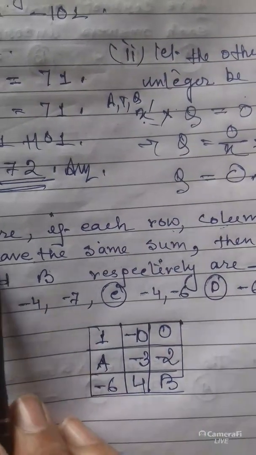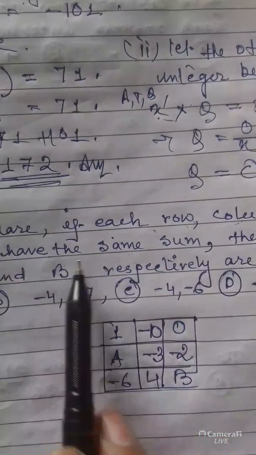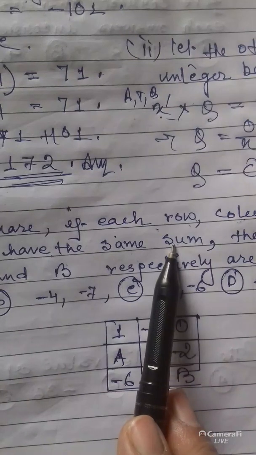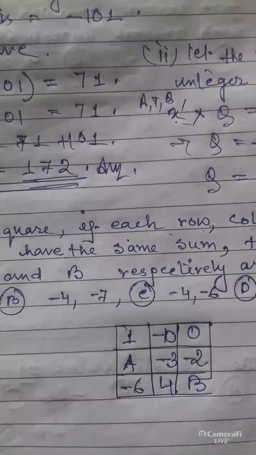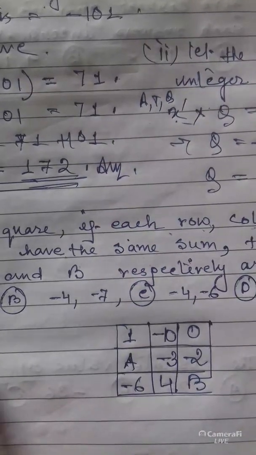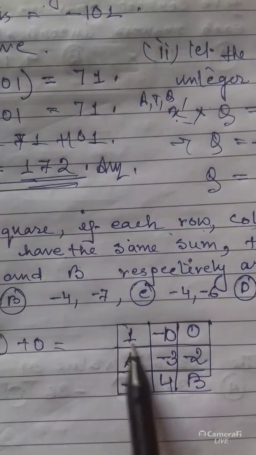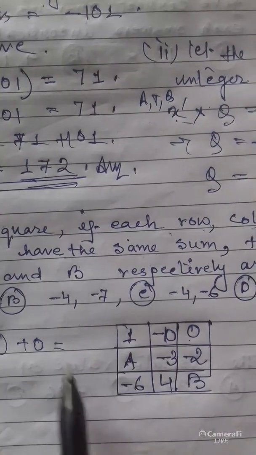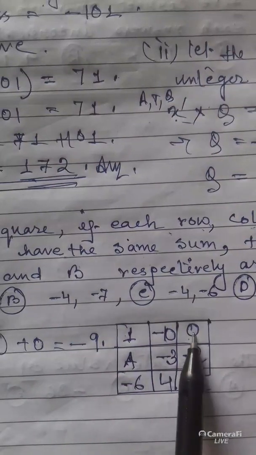It is already given in the question that each row, column and diagonal have the same sum. That means we have 1 plus minus 10 plus 0, which equals 1 minus 10 plus 0, equal to minus 9. This is one column.